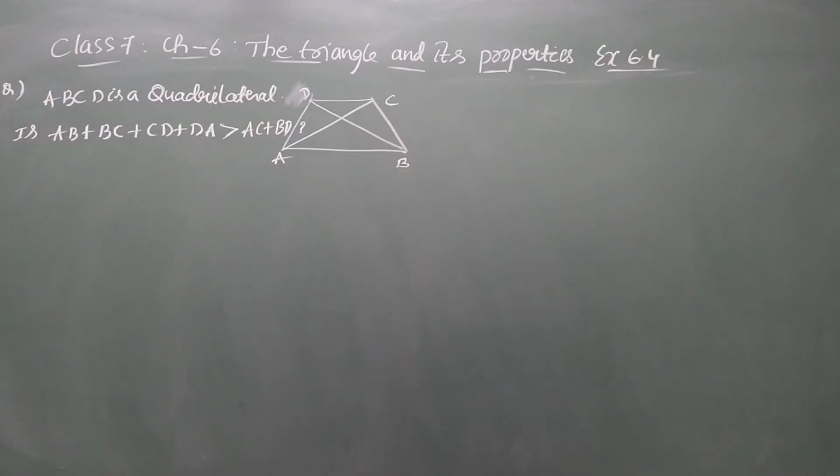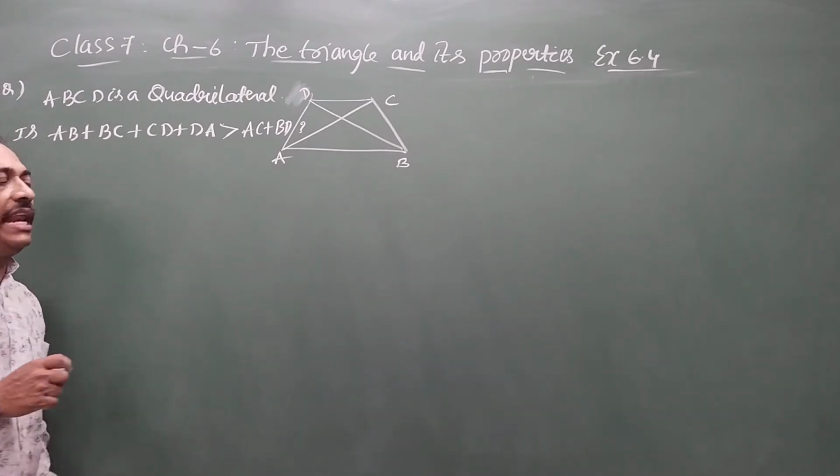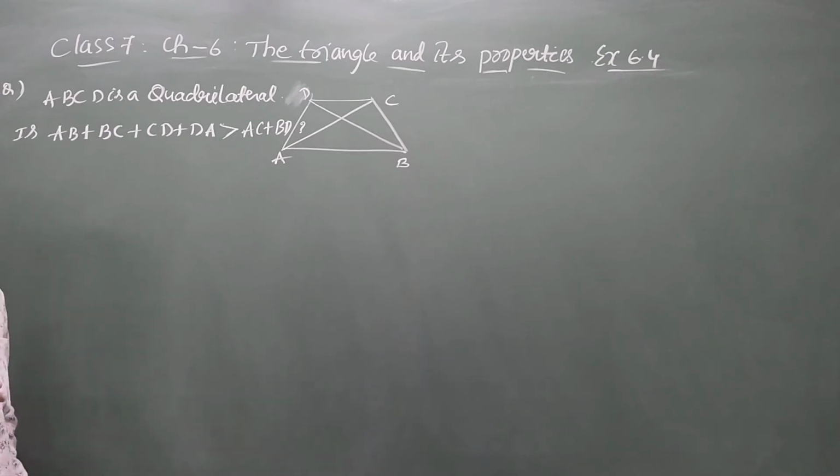Now, let us see question number 4. ABCD is a quadrilateral. Is AB plus BC plus CD plus DA greater than AC plus BD? Yes. We apply the concept.